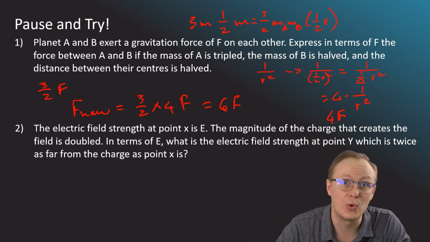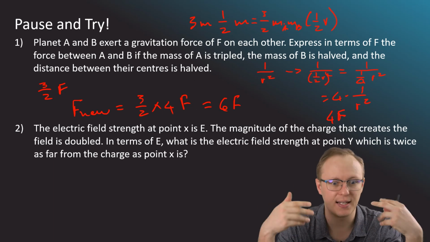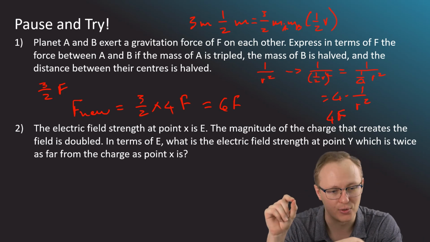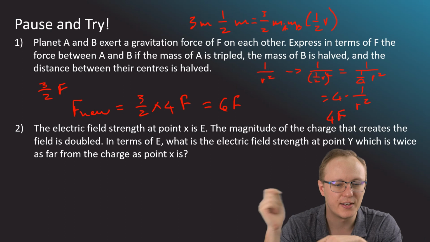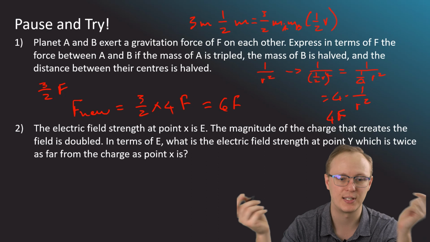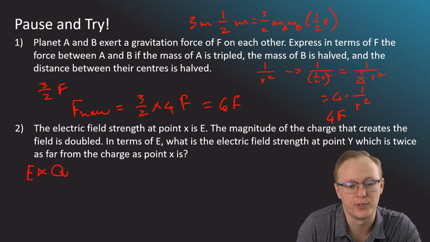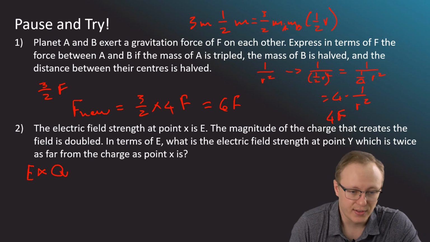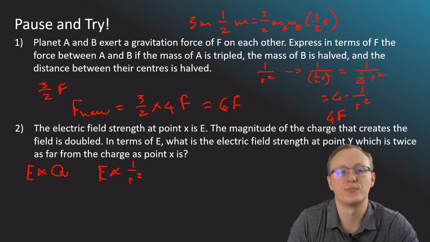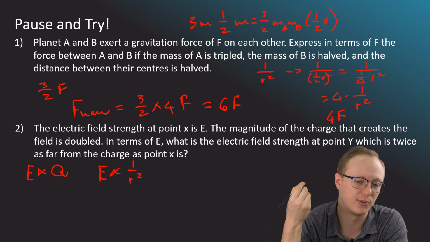So then for the second one, we've got the electric field strength at point X, and that electric field strength at point X is E. The magnitude of the charge that creates the field is doubled. In terms of E, what is the electric field strength at point Y, which is twice as far from the charge as point X is? So we know again that E is directly proportional to the charge of the thing that's creating the field, and E is inversely proportional to the square of the distance between the thing that's creating the field and the point where we're trying to find the electric field strength.